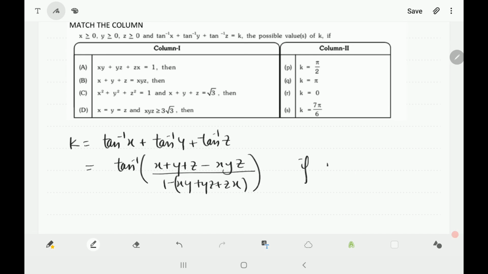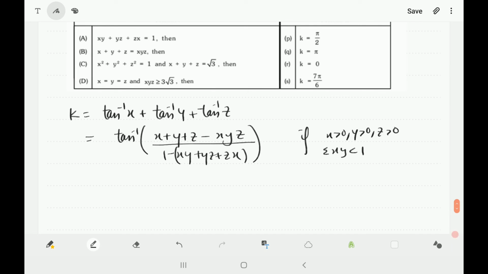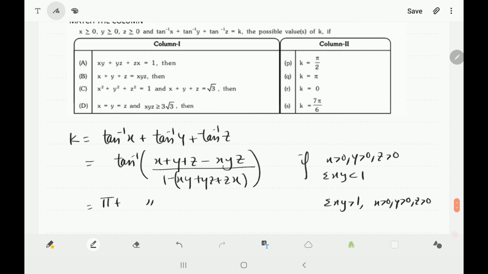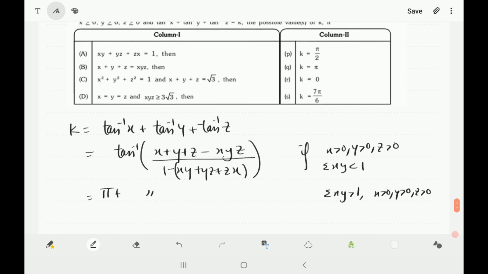If x is positive, y is positive and z is positive, and the summation of xy is less than 1, that is, if xy plus yz plus zx is less than 1, then this formula is there, and we have to add pi in this term if the summation of xy is greater than 1 and x, y, z are positive. It is not given in the problem whether xy plus yz plus zx is less than 1 or greater than 1. So one by one we will solve this problem.